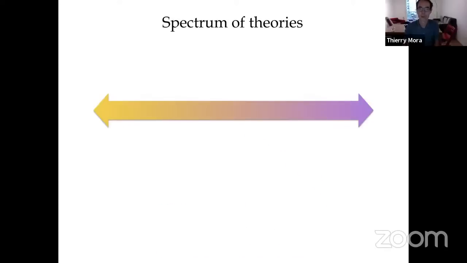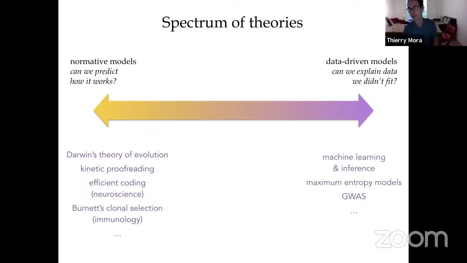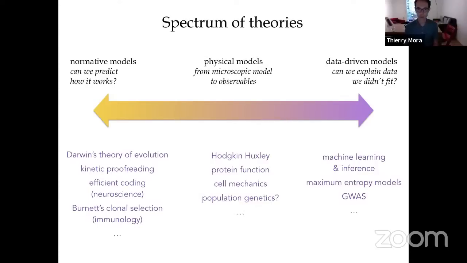I will draw a spectrum of theories, which is very much like what's been shown before. At one extreme, you have, so to speak, normative models. These are very broad models that try from very first principles to explain a broad set of observations, but are not necessarily very quantitative. They're just an explanatory framework, if you like. And then on the right-hand side, you have very data-driven models. These are more like statistical models whose aim is really to fit the experimental data at hand as best as possible. And in between, you have more mechanistic models, like biophysical models.